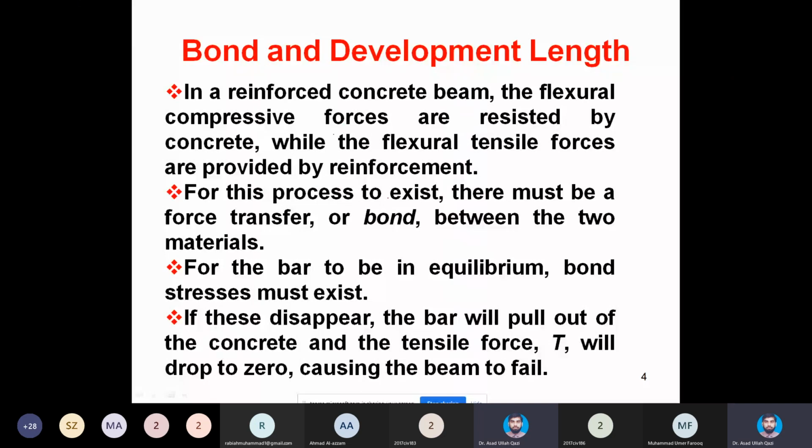And for this process to exist, there must be a force transfer or bond between two materials. If I say C is equal to T, I can only get this equilibrium if there is a force transfer or bond mechanism present between the two materials. For the bar to be in equilibrium, bond stresses must exist. If these disappear, the bar will be pulled out and tension will drop to zero and the beam will collapse because the section will fail.